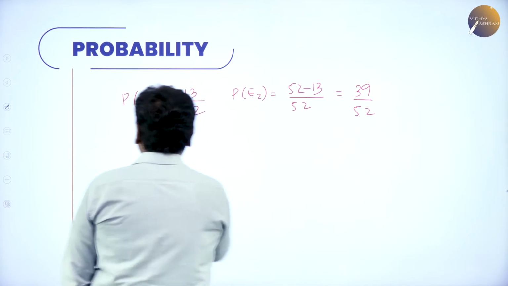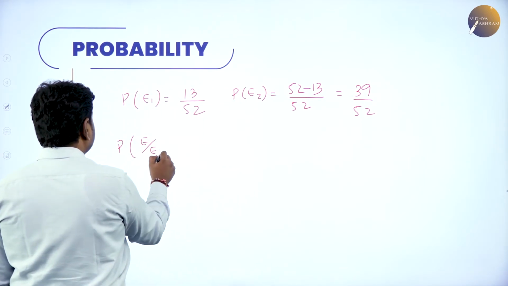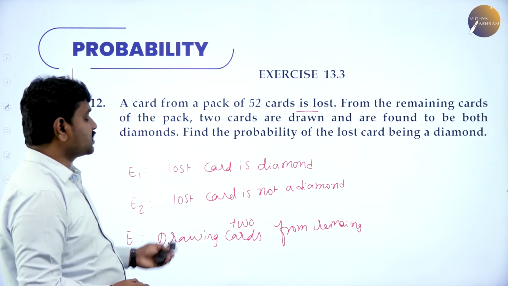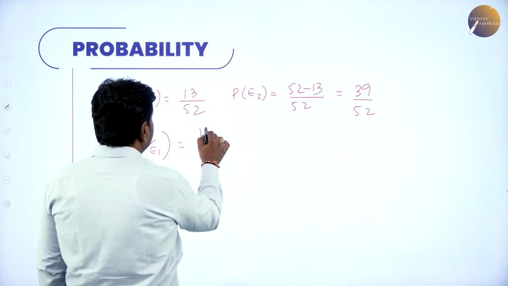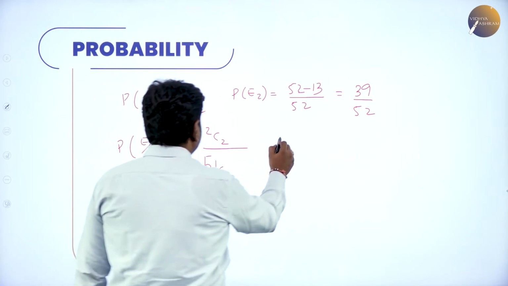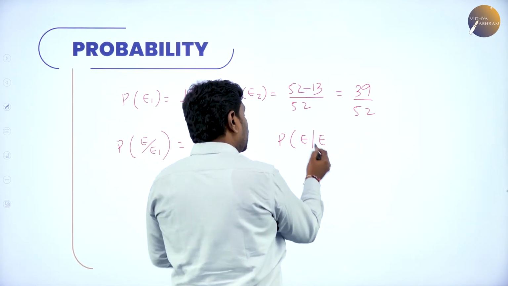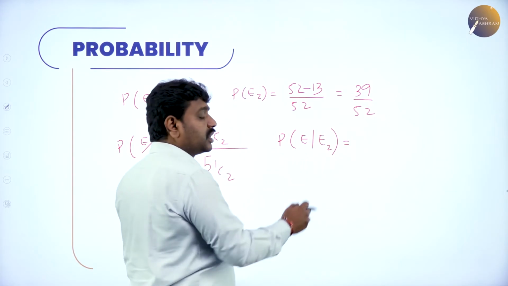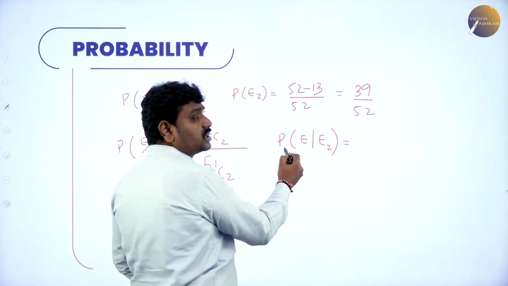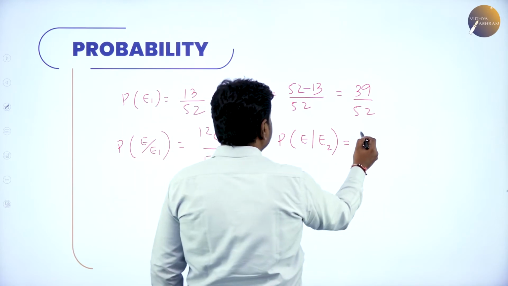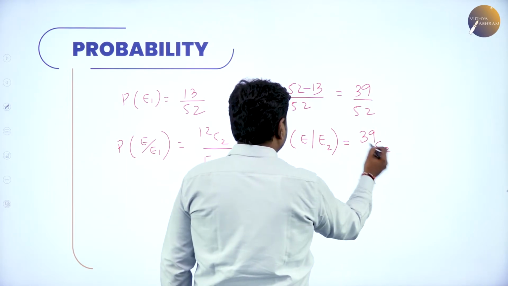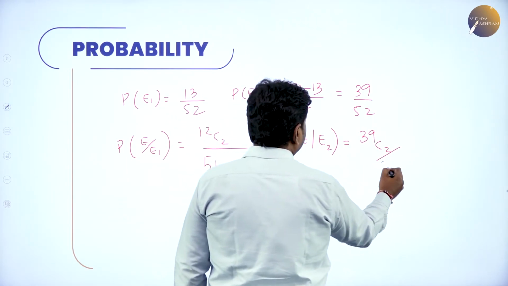And P of E by E1 means what? 2 cards are drawn from the remaining cards provided the last card is diamond. So if last card is diamond, remaining I have 12 diamonds, in that I should pick 2 out of 51C2. Then P of E by E2 means provided the last card is not diamond, your probability of drawing 2 cards where last card is not a diamond. This is again you have to draw from remaining cards. Remaining I'll have 39 cards. So drawing 2 cards, 39C2 out of 52C2.